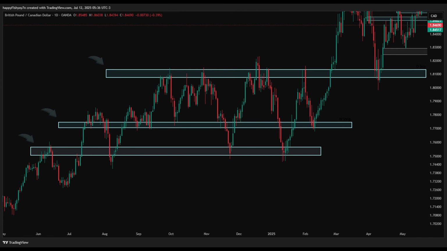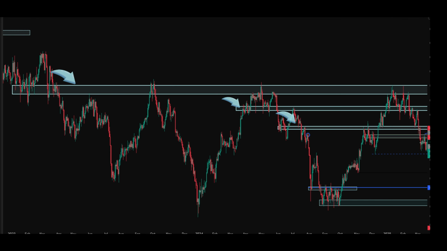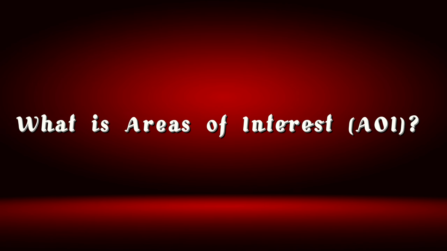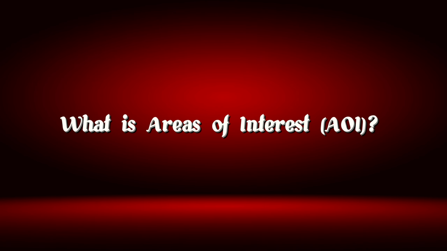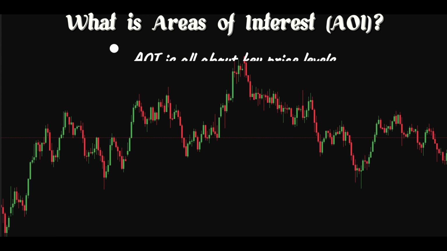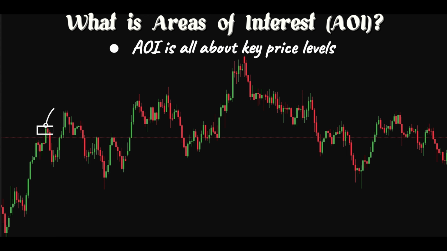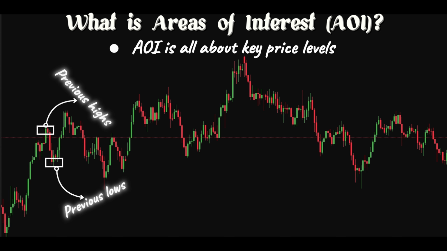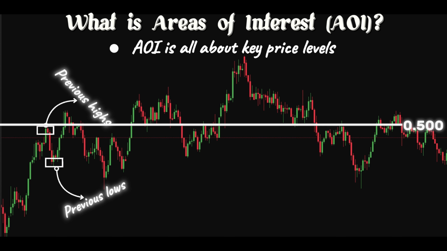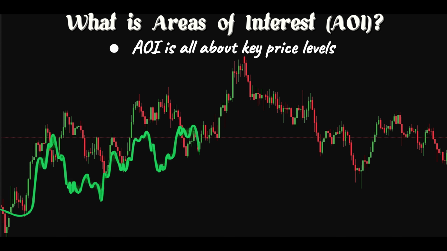Have you ever wondered why traders keep marking the same price levels over and over? Because smart traders don't chase price, they wait at areas of interest. Now wait, what are areas of interest, or AOI? Areas of interest is all about key price levels. It may be previous highs, lows, psychological levels, and moving averages.